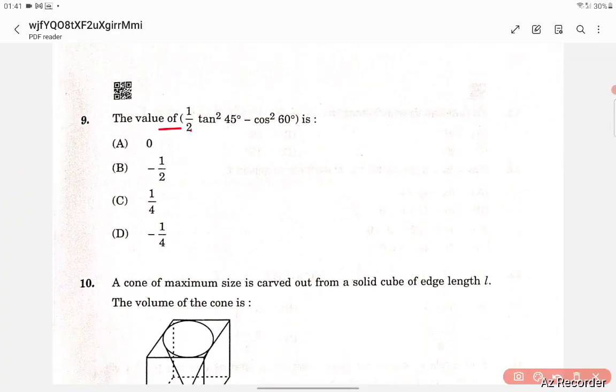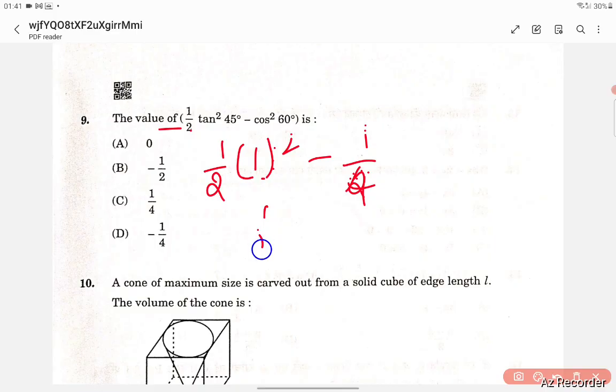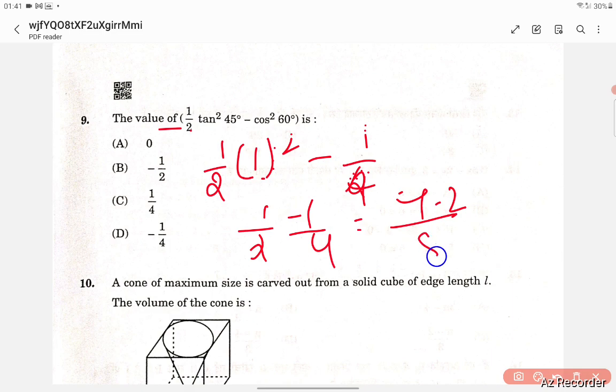The value of 1 by 2 tan square 45 minus cos square 60. 1 by 2 into tan 45 is 1 square, and cos square 60 is again 1 by 2 the whole square, so that is 1 by 4. Okay, so 1 by 2 minus 1 by 4 will get it as 4 minus 2 by 8, that is 2 by 8, that is 1 by 4. Option number C.